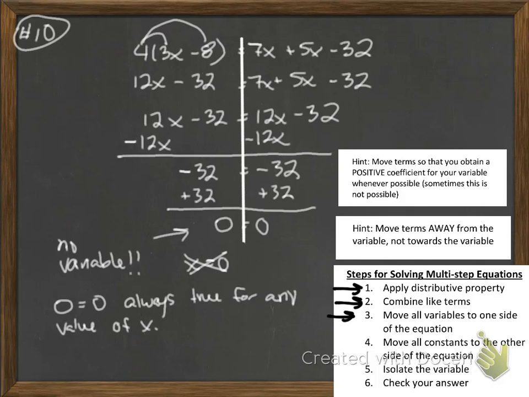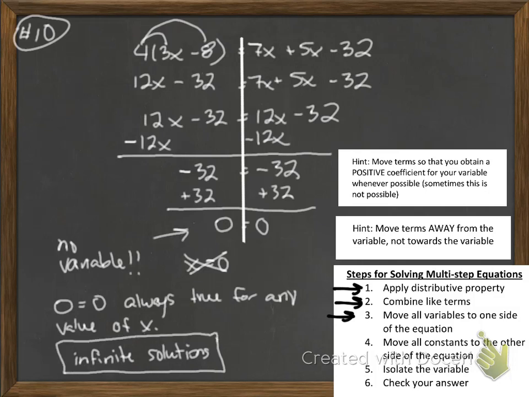So what do we do? Well, if this statement is always true for any value of x, then literally x could be any value, right? So we say that there are infinite solutions to this problem. Literally, x could be any real number. Sometimes in certain math classes, you might say that x is all real numbers. You might see that.